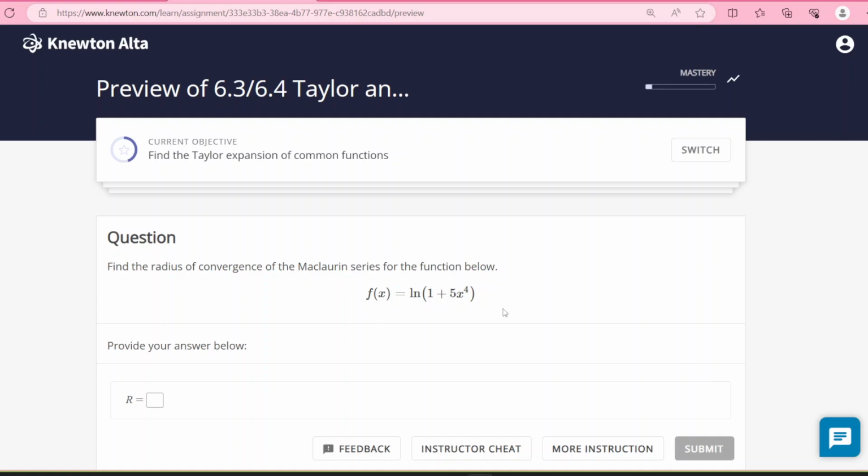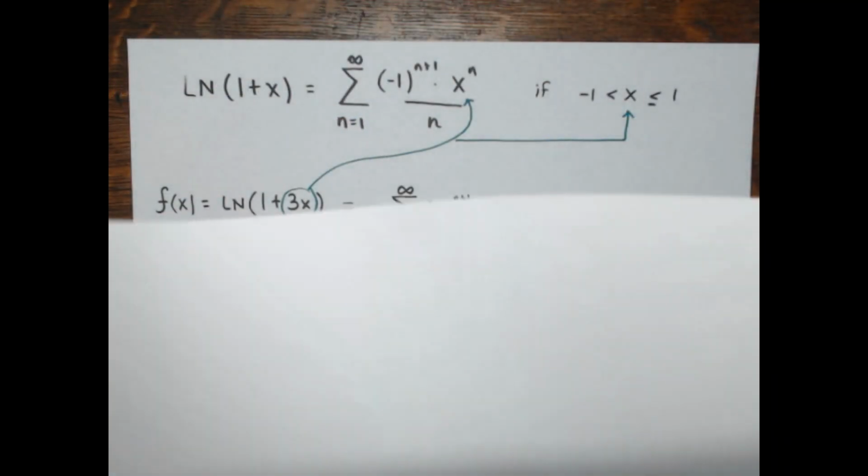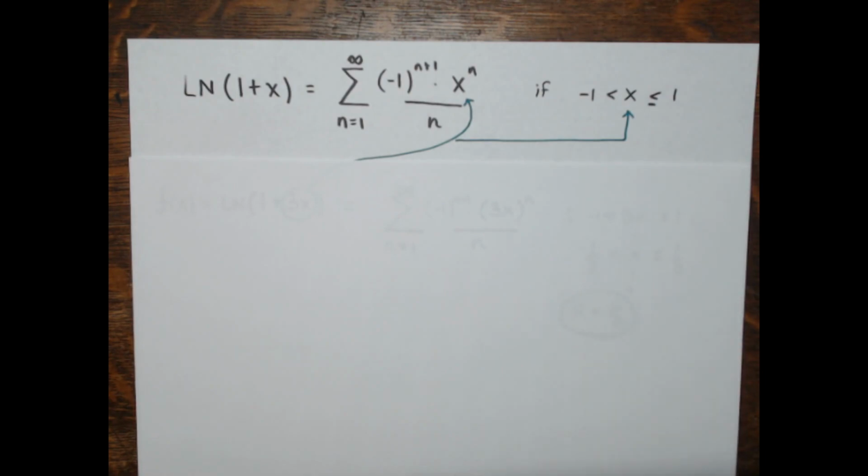All right, here we go. This one's incredibly similar. You see how the function we're given is the natural log of 1 plus something. So just like this here. All right, so I'm going to, again, just like before, cover up this work.